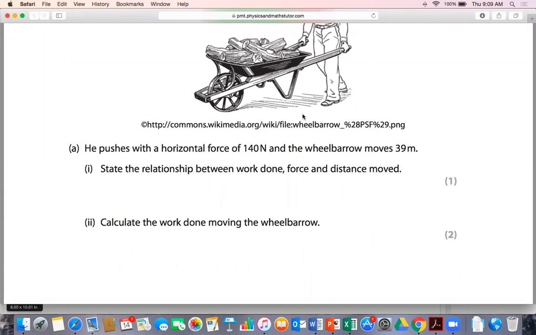Okay, correct. So when they say relationship, basically they're asking you if there is a formula that connects these three things. So the formula is work done equals to force times distance moved. You just write that work done equals to force times distance moved.